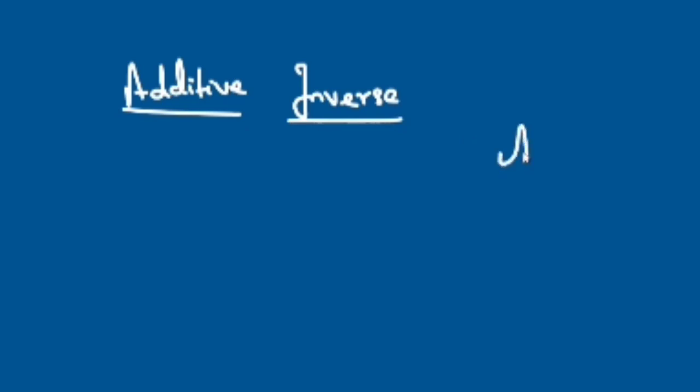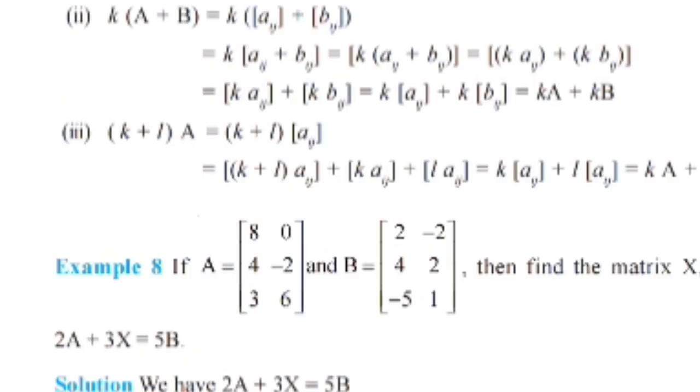Additive inverse is minus A. If a matrix A is given, its additive inverse will be minus A. So A minus A will give you 0 as the answer. So this minus A is called the additive inverse of the matrix A.